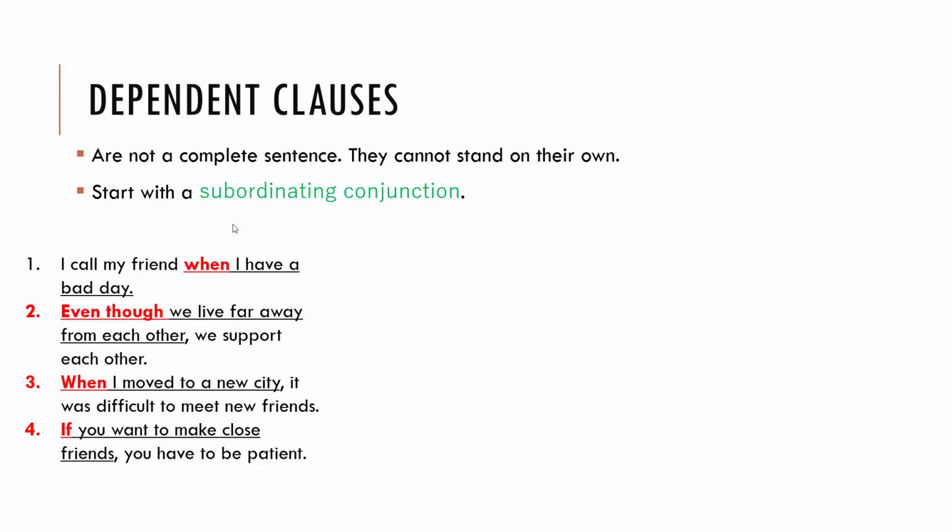You can see that for the rest of the sentences. When, even though, when, if. These are all subordinating conjunctions, and they come before the dependent clause.